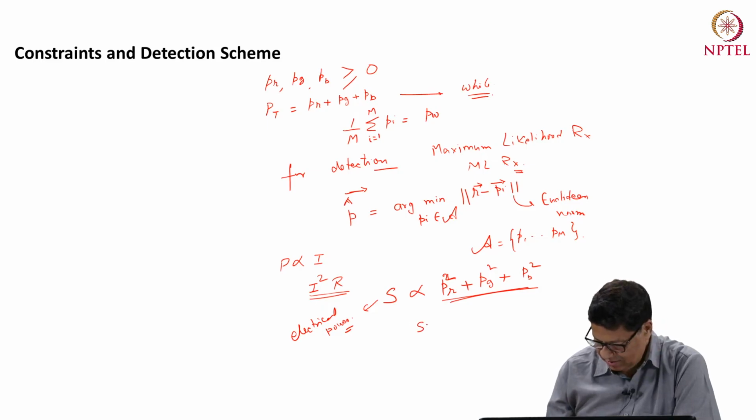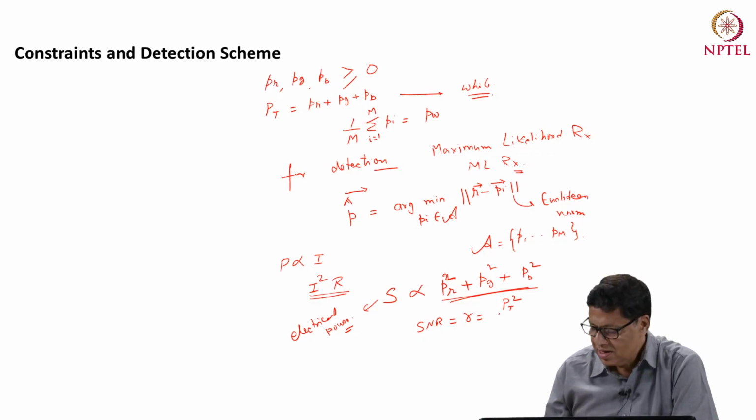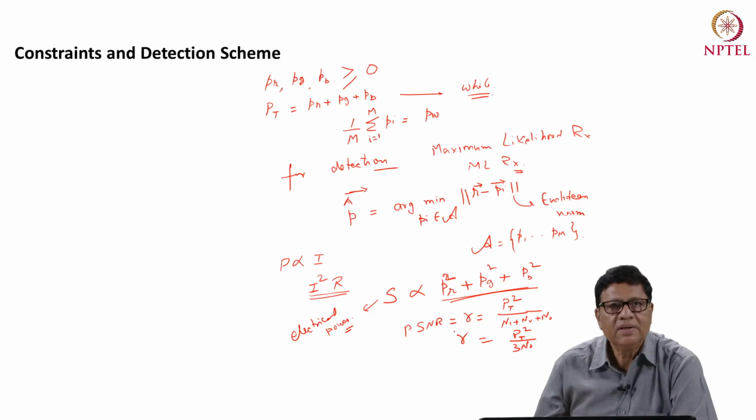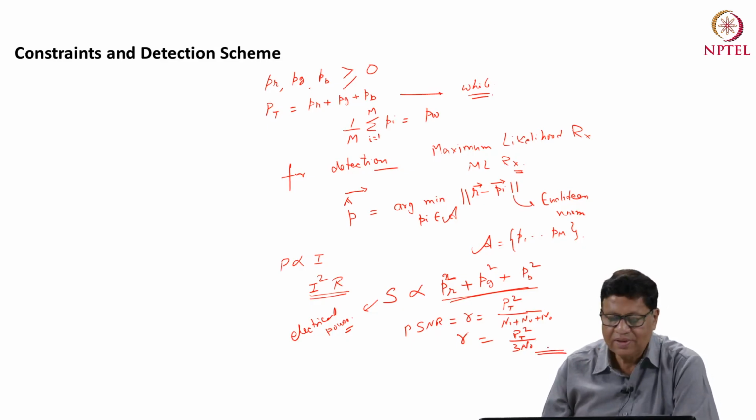So the SNR for such a system is defined as gamma, which is PT square, the total power square, because I'm considering the electrical power, and the noise is basically coming from all the sources. This is sometimes called the CDO SNR, as if only one photodiode is there. So the equivalent noise from different sources will be N0 plus N0 for different colors plus N0, represented as PT square over 3N0. So this is the gamma, or the CDO SNR, for such a system.